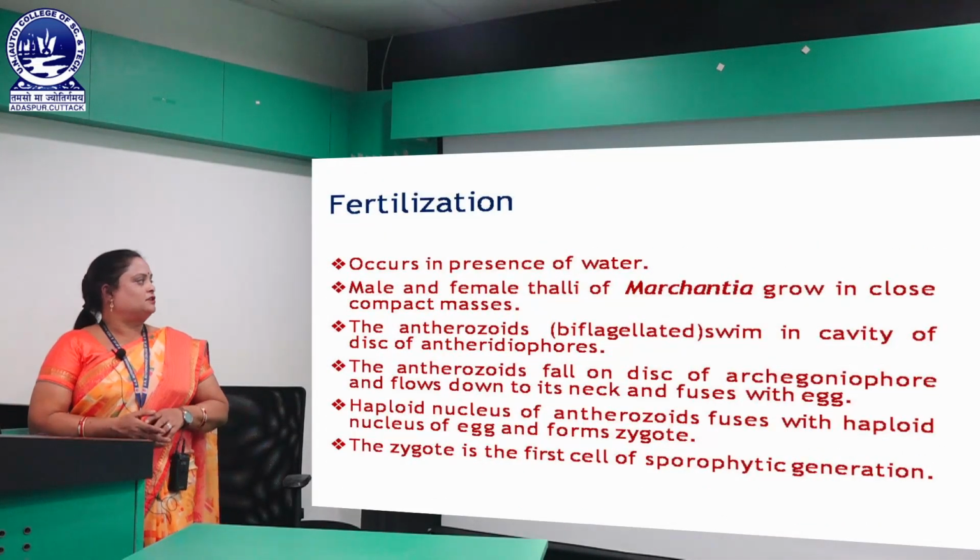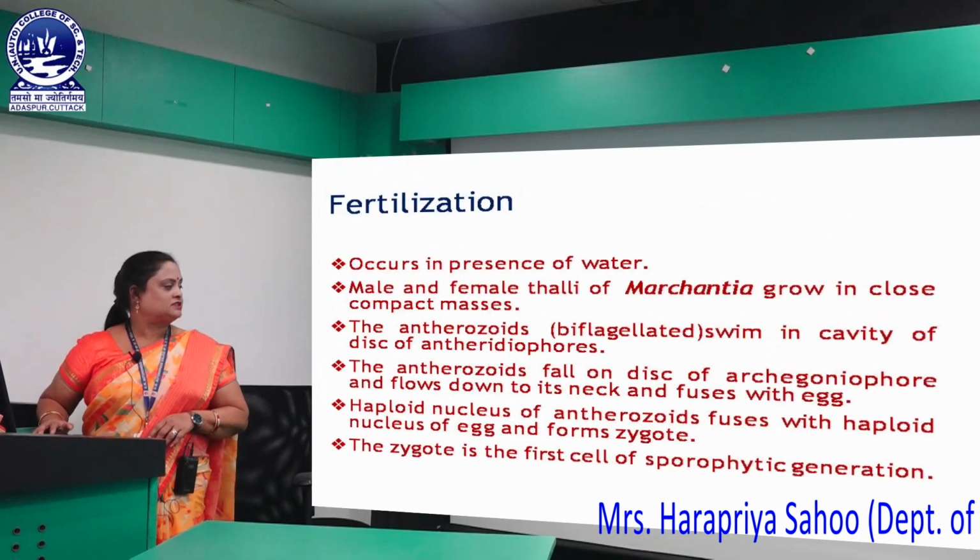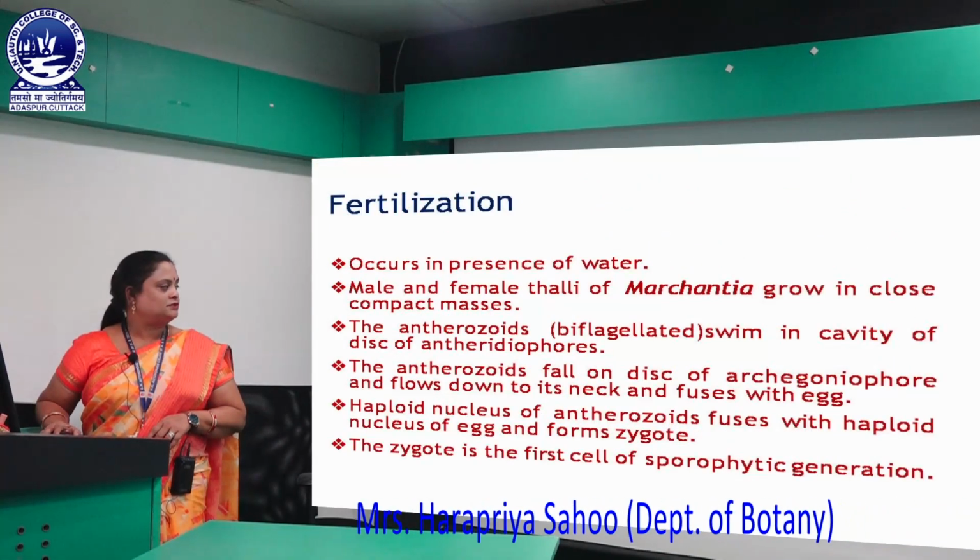Then fertilization of Marchantia occurs in the presence of water. Male and female plants grow close to each other. The antherozoids swim or move towards the archegoniophore, and an antherozoid fuses with the haploid egg cell and forms a diploid zygote. From the formation of the zygote, the sporophytic phase starts and the gametophytic phase ends.